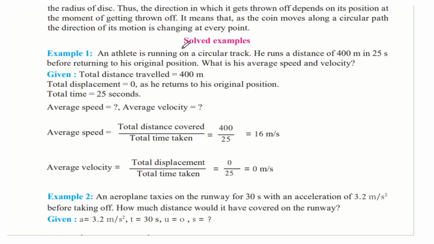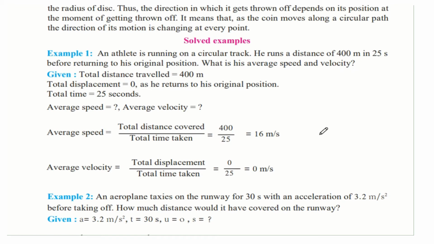So now let's go through some solved examples. Example 1. An athlete is running on a circular track. He runs a distance of 400 meters in 25 seconds before returning to his original position. What is his average speed and velocity?